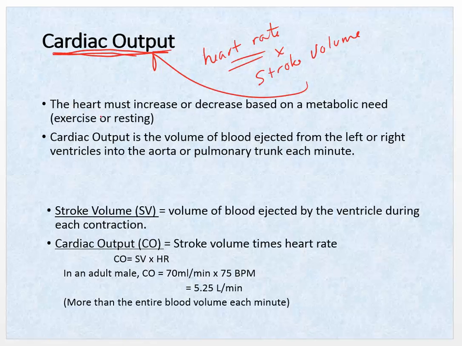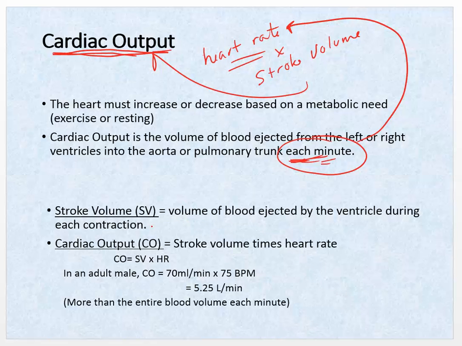Let's go over that. The heart must increase or decrease its output based on metabolic need. If you're running, your heart's beating faster. Cardiac output is the volume of blood ejected from the left or right ventricle into the aorta or pulmonary trunk each minute. Why is it each minute? Because it depends on heart rate. Very important: cardiac output is per minute. Then we have stroke volume, which is very simply how much blood is being ejected by the ventricle during each contraction.